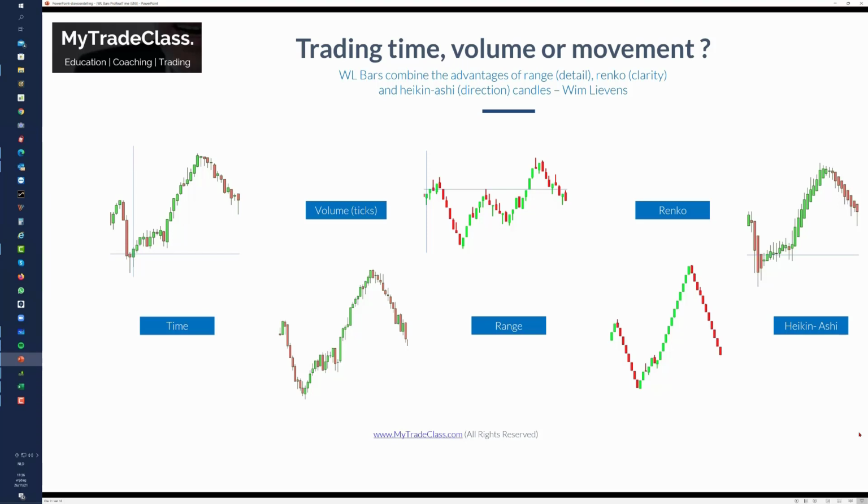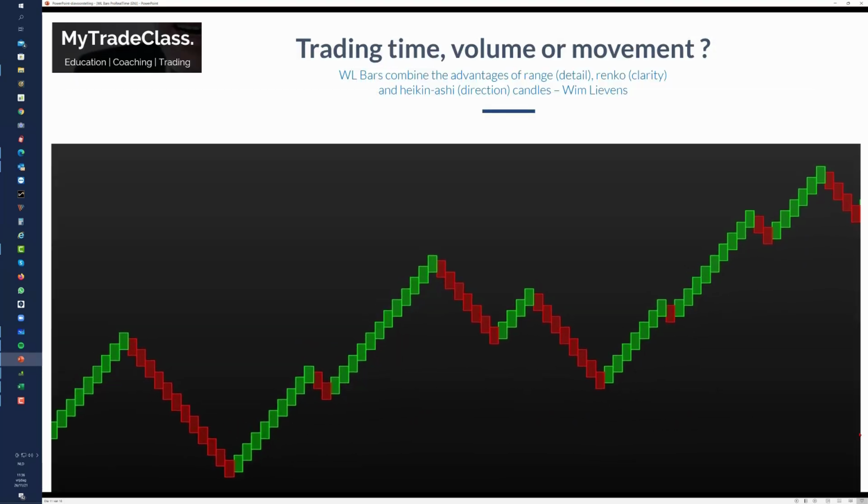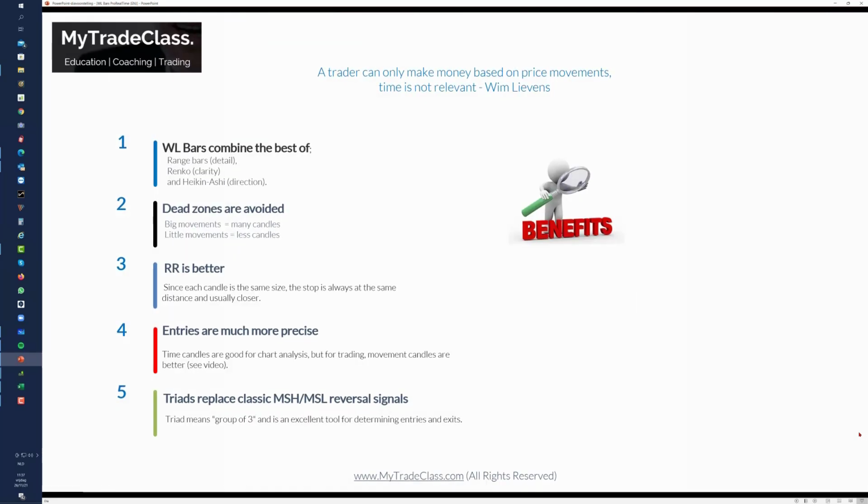So, I love the detail of the range, I love the clarity of the renko, and I love the direction of the heikin-ashi, but I wanted this in one candle, and that is what I did. And so I created this. It's been on the market now for 3 years. Many traders in Europe use it. It used to be only on one platform; I have now programmed it on other platforms as well. And these are the VL bars, which are just a combination of what I believe are the best features of range bars, renko bars, and heikin-ashi bars.